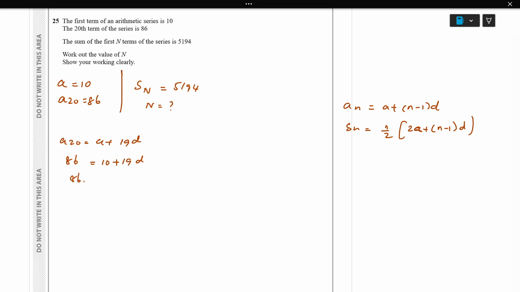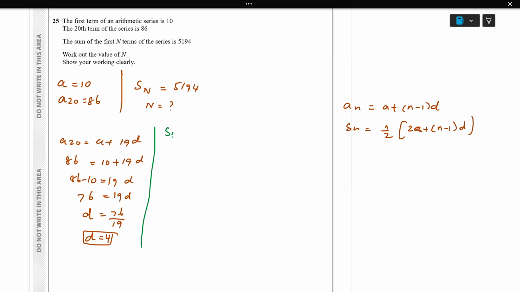Bring the 10 here, it will become negative. So 86 minus 10 equals 19d. 86 minus 10 is 76, so 76 equals 19d. So d equals 76 over 19, so d equals 4. So we got d. Now we have to calculate Sn.